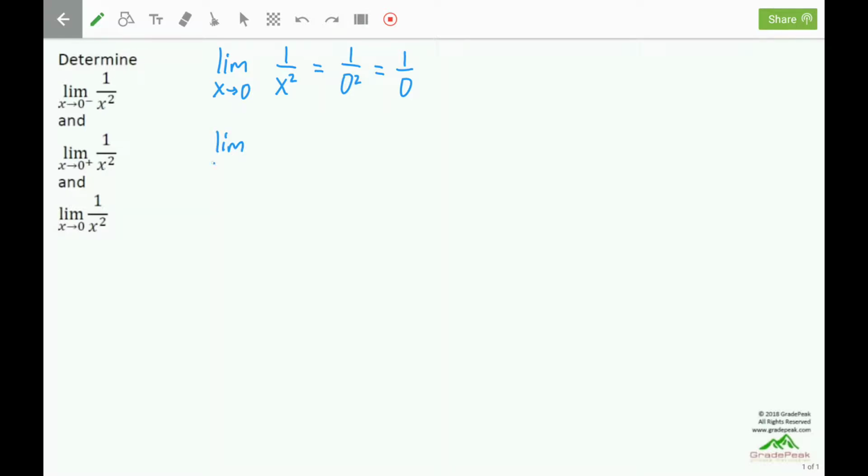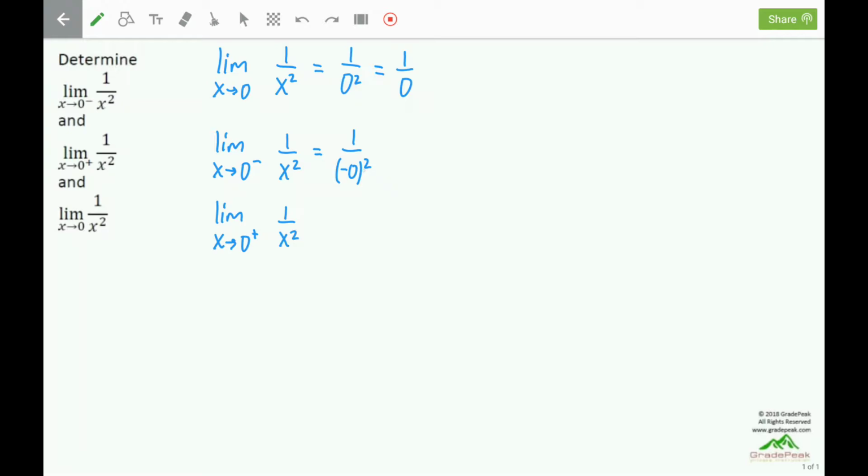We have the left-sided limit indicated by the negative superscript on the 0 of 1 over x squared, and the right-sided limit indicated by the positive superscript on the 0 of 1 over x squared. Let's start with the left-sided limit. The left side of 0 on the number line is negative numbers. And this will give 1 over a negative 0.